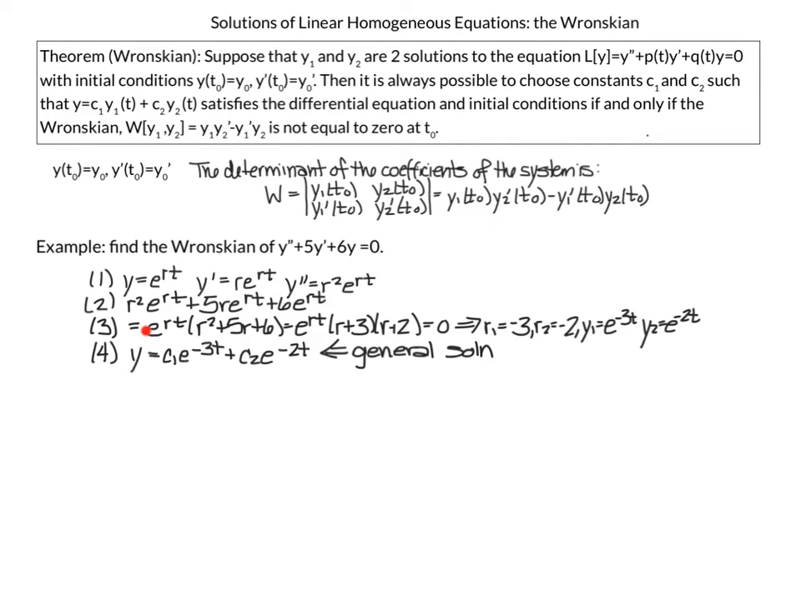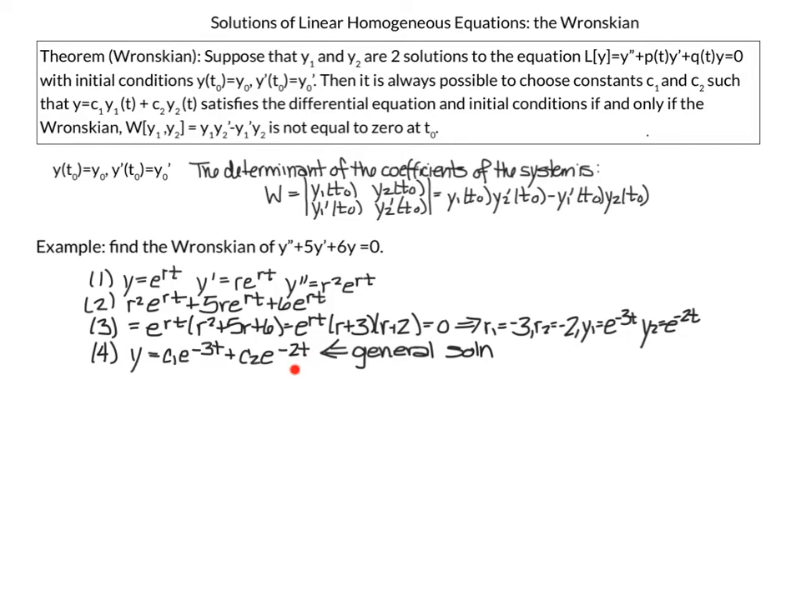Factoring out the e to the rt, we get r squared plus 5r plus 6, which then factors to (r plus 3)(r plus 2) equals 0. And remember, this is what we call the characteristic equation, and when we solve it, we find r1 is equal to minus 3 and r2 is equal to minus 2, which means y1 is equal to e to the minus 3t and y2 is equal to e to the minus 2t.